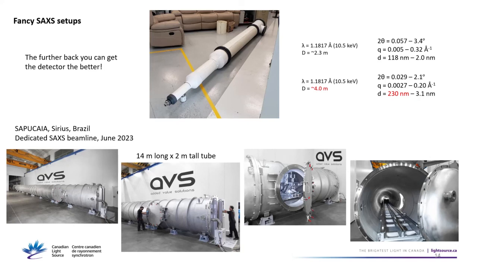But here's an even crazier thing. At the Brazilian synchrotron, they have a vacuum tube that you can walk into that's 14 meters long. You're going to have a gigantic detector to do SAXS and WAXS at the same time. But this is taking it to extremes.